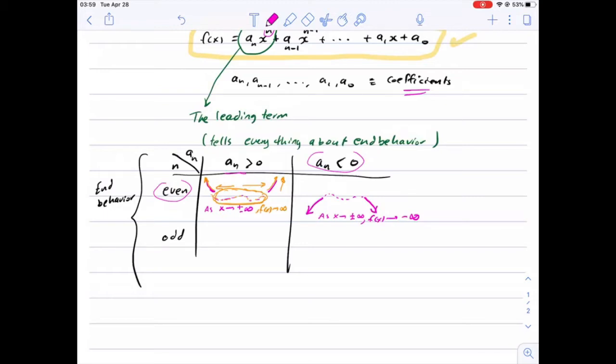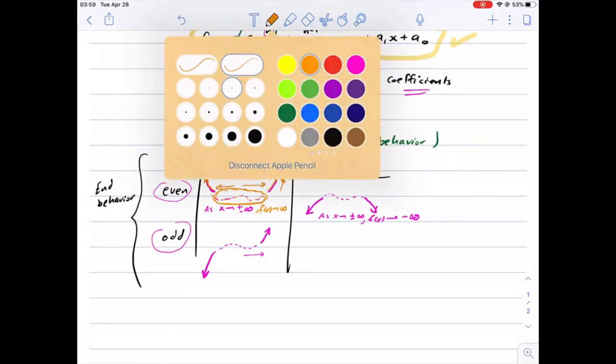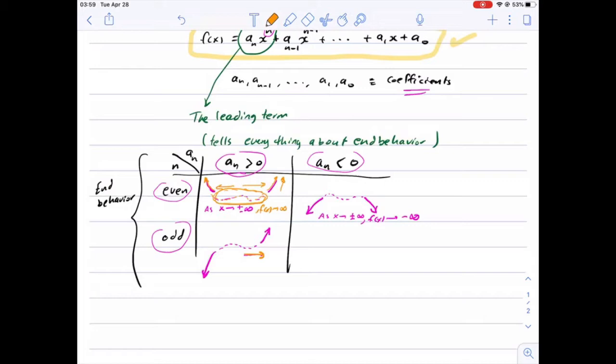Now, if n is odd and the leading coefficient is positive, then the graph looks like this. The end behavior looks like this. As x goes to positive infinity, what happens to the graph? The graph goes to infinity, as you can see here. And as x goes to negative infinity, what happens to the graph? The graph goes to negative infinity.